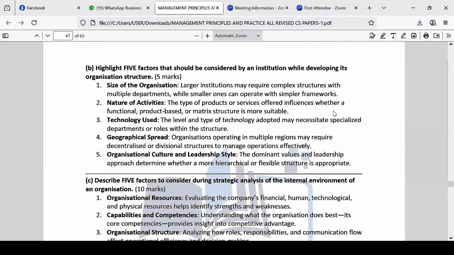Somebody is asking me, Mwalimu, just highlight what are the types of structure. We have the functional structure. We have the matrix structure. Structures are quite a number. We have the divisional structure. And so the most common ones are basically functional, divisional, matrix, and then team-based structure.